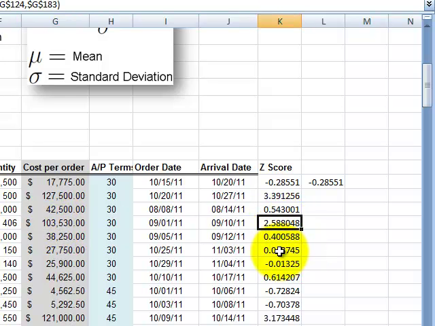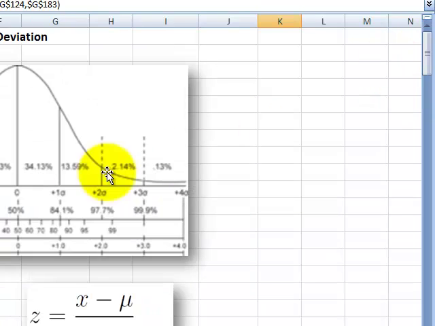So that's where a z-score comes in. It becomes very, very powerful because once we standardize it and get a standardized score, we can now use tables or Excel or other statistical software tools to tell us the probability of that event happening.